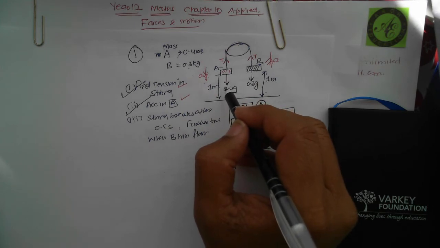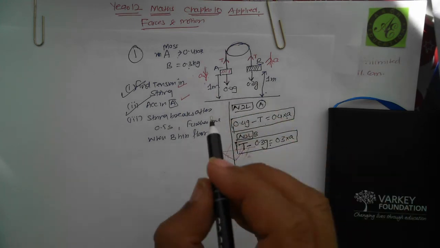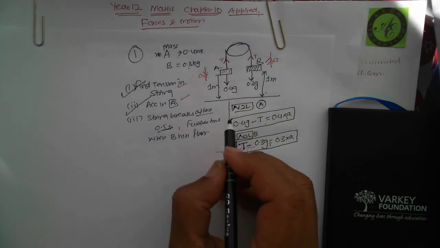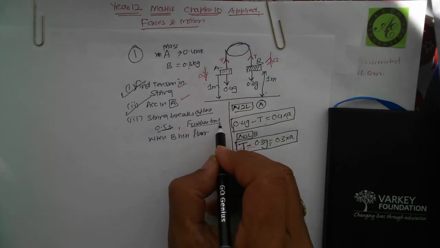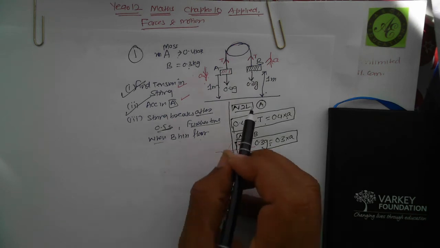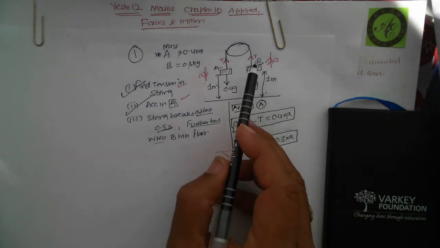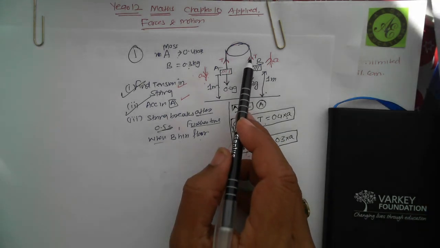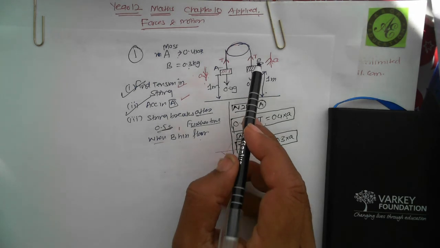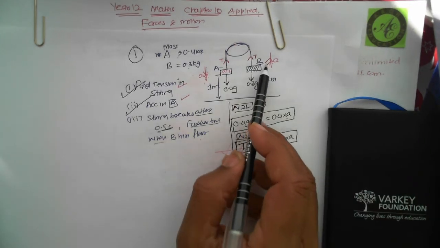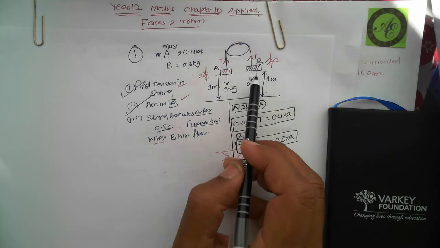What they ask me to find is, when the string breaks after 0.5 seconds, how much further time until B hits the floor. Why would B hit the floor? It's because when the string breaks, there won't be any tension. So the only force acting on B in that case is the weight coming downwards. That is going to bring it down.